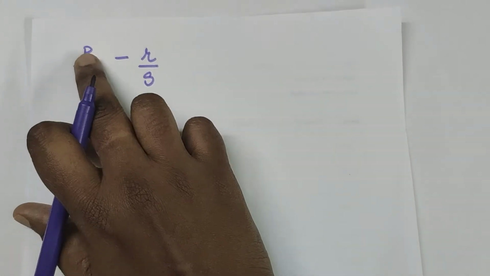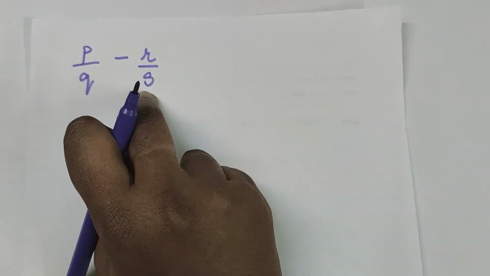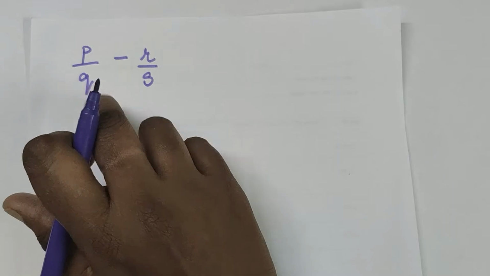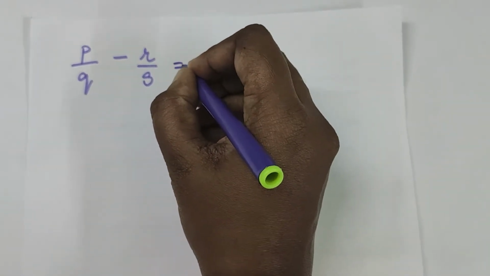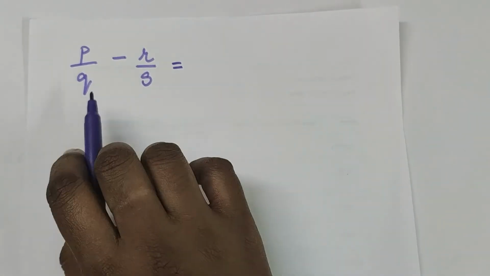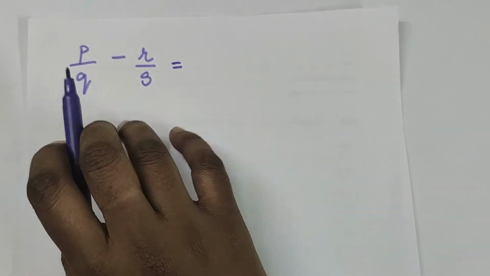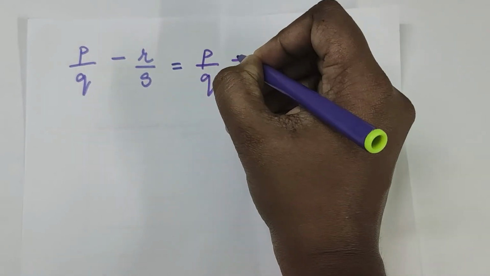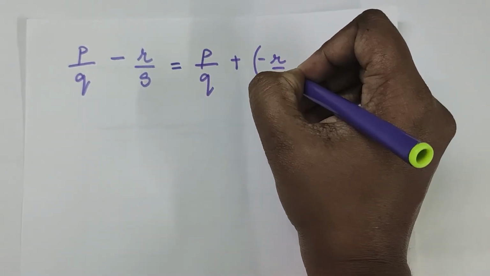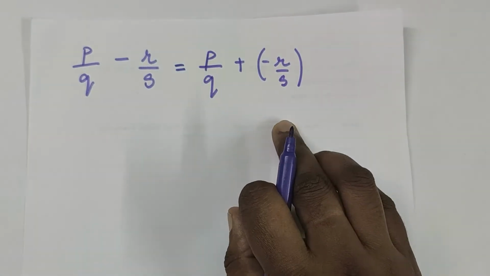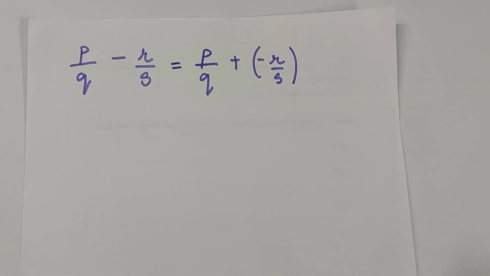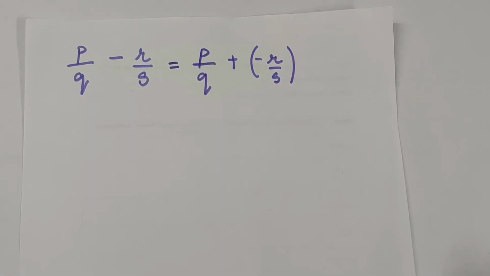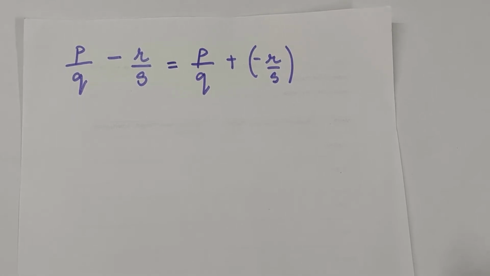So I can say that when we are subtracting the rational number r by s from p by q, we will just solve it like a normal fraction. And I can also say that this is the same as p by q added with the additive inverse of r by s. If you remember, last time we read about additive inverse, which is nothing but the negative. If a number is positive, its additive inverse is negative, and if a number is negative, its additive inverse is positive.